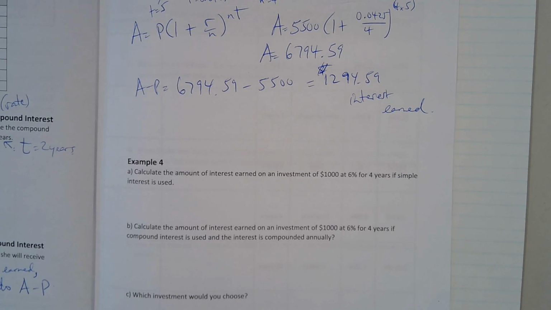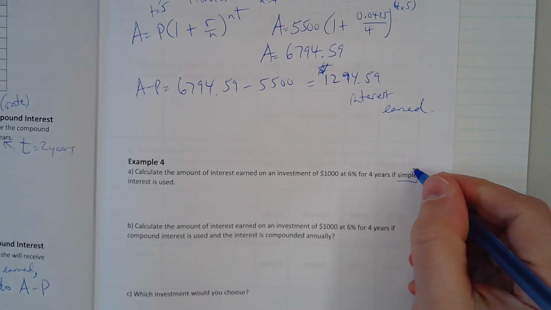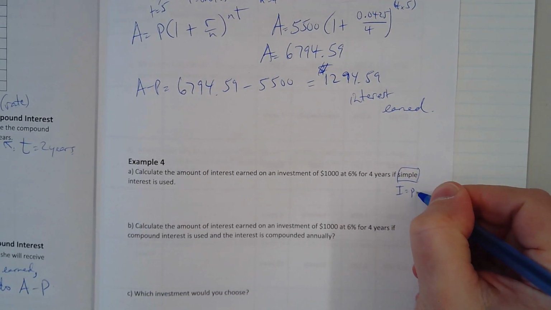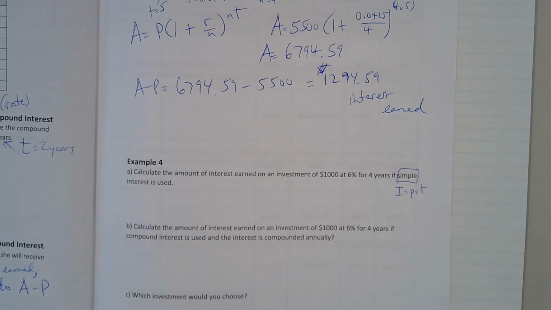A, calculate the amount of interest earned on an investment of $1,000 at 6% for 4 years. If simple interest, if you see the word simple, you've got to use that old formula, the I equals PRT one. This is a question you could get on an exam. It's going to get you to compare the two things.